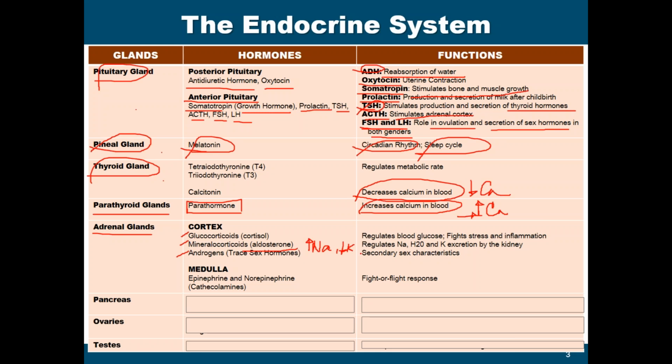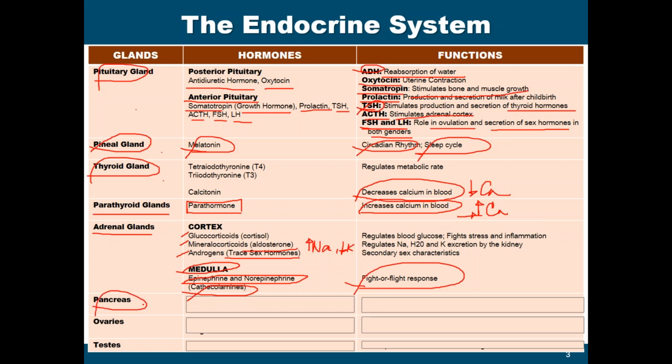Another one would be the hormones called androgens. Androgens are only trace sex hormones found in the adrenal glands, because you will find out later on that your other androgens will be produced in your ovaries or testes. So the androgens promote the development of secondary sexual characteristics. The other part of the adrenal gland that we're going to discuss is the medulla. The medulla secretes your epinephrine and norepinephrine, which are called your catecholamines, and they are associated with the fight or flight response, which is the body's mechanism to adapt to stress.